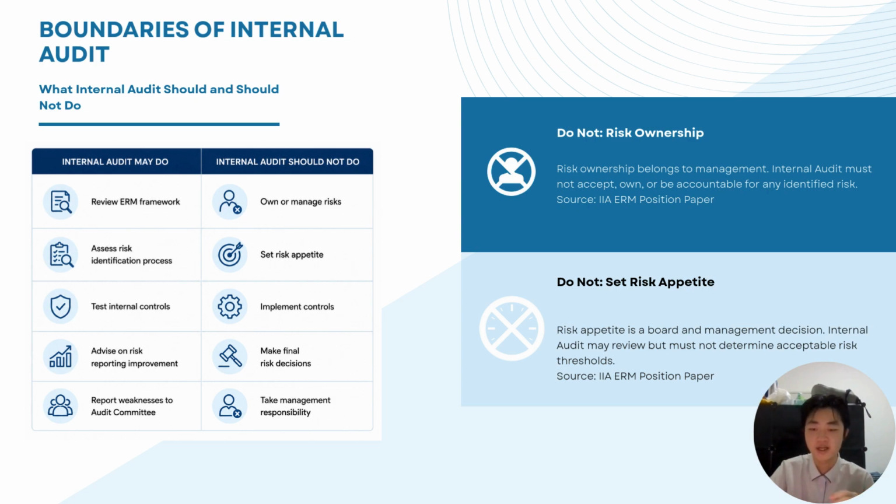It should not set the risk appetite. It should not implement controls, and it should not make final risk decisions. The reason is pretty simple. If the internal audit does the management's work, it may later need to audit its own work. Then its independence and objectivity will be affected. So, the internal audit adds value by assurance and advice, but not by replacing management.